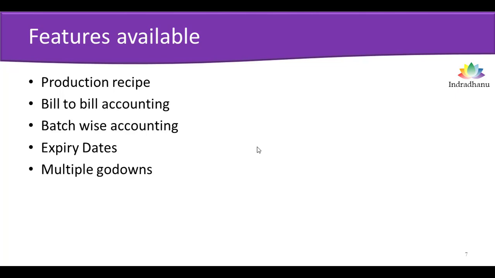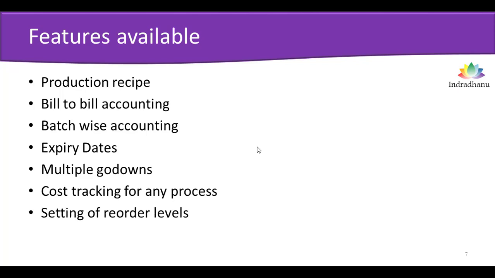Multiple godowns can be created in Tally. Any number of godowns can be created in Tally. Cost tracking for any process is possible in Tally. You can track the complete cost for any type of process, sales process, and you can identify the profit in each process very easily. You can set reorder levels for stock items, and at the same time you can set a minimum order quantity also. So reorder levels will be shown by Tally. The current balance, the shortages and excess will be shown by Tally according to the reorder levels.